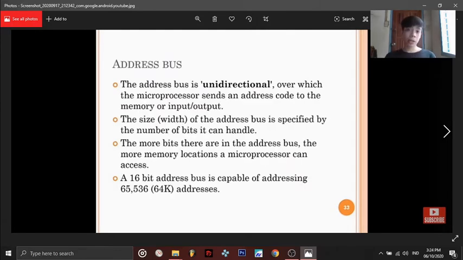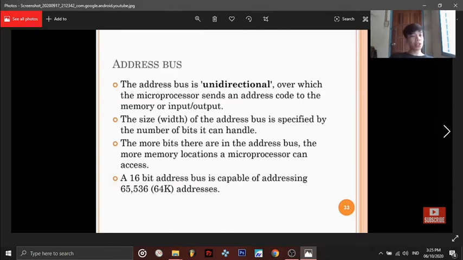The address bus is unidirectional, over which the microprocessor sends an address code to the memory or input/output. The width of the address bus is specified by the number of bits it can handle. The more bits there are in the address bus, the more memory locations the microprocessor can access.